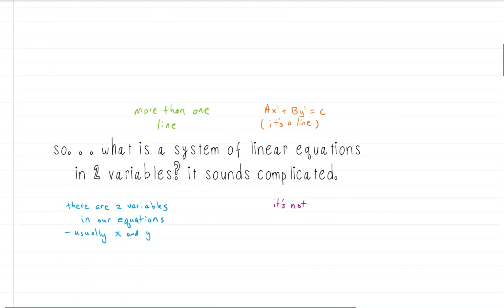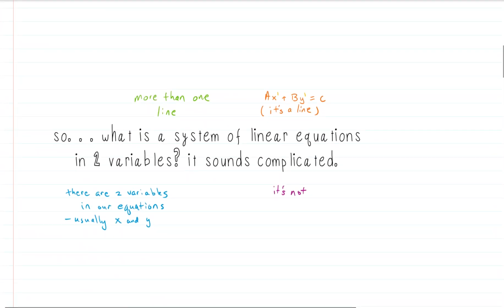Let's start. So what is a system of linear equations in two variables? It sounds kind of complicated, but it actually isn't. So let's break it down. So the two variables part, that just means we have an x and a y. You have two variables in your equations. You have equations in this system, and those equations have two variables. That's it.